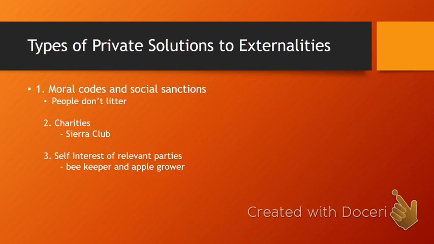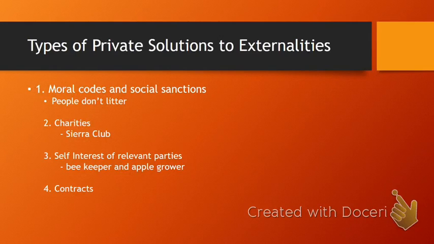So it would be in the best interest of both for the apple grower to allow the beekeeper to keep its hives on an apple orchard, and they do that. So that way, the apple grower's trees get pollinated, and the bees get nectar to make their nests or honeycombs or whatever they make, and survive and grow. So that's how self-interest of both, if they work together, they can promote a positive externality in that way.